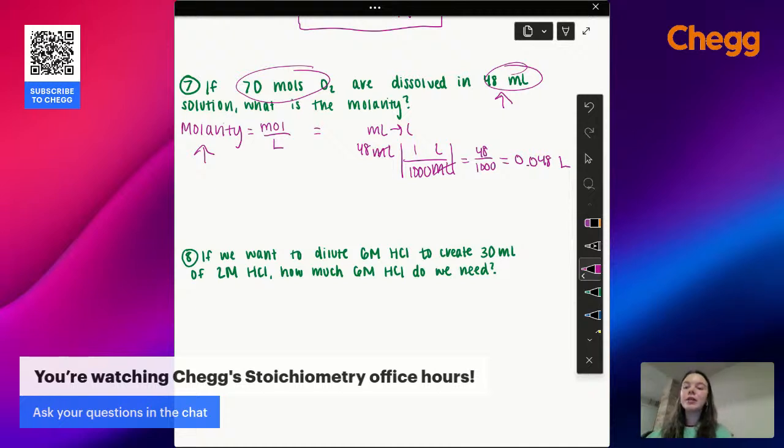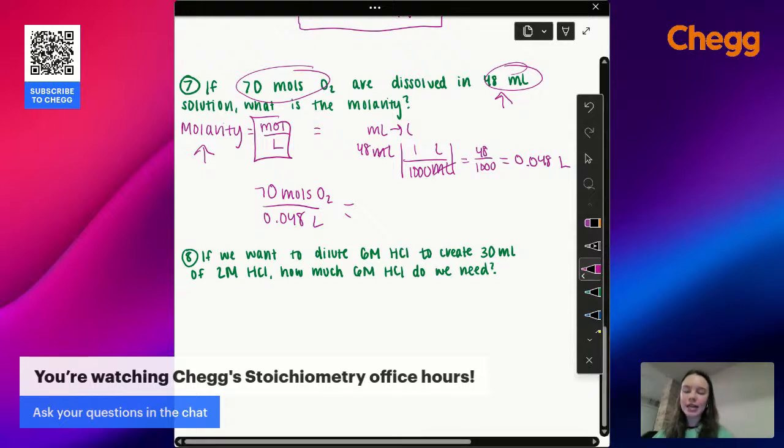So now we're going to plug this into our molarity equation. We have 70 moles of O2 over 0.048 liters. This is going to be a very high molarity, guys. Luckily, oxygen isn't too acidic or basic, so I don't think this would hurt anyone. But we're going to do 70 divided by 0.048. I'm going to give y'all 10 seconds to put that in your calculator. Let me know what you get.